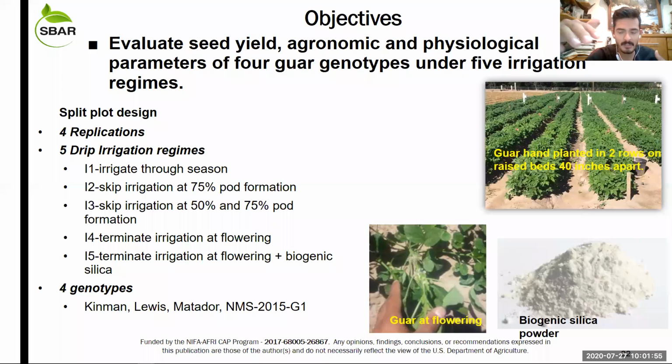And these are some pictures of our beds, with the drip tape and some sensors installed in the field. You can see on the screen how the biogenic silica looks, and the guar at flowering when we started our treatments. Can you go to the next one, please?